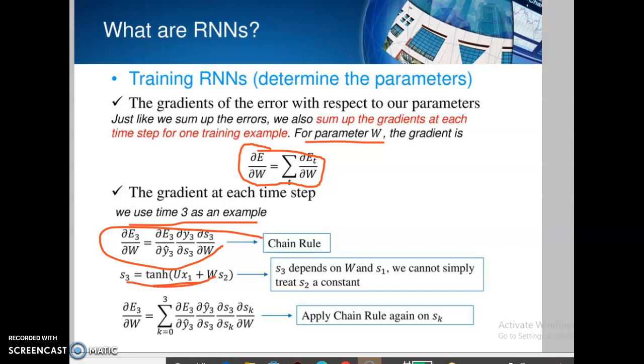S3 depends on W and S2. We cannot simply treat S2 as a constant. So ∂E3/∂W, summing over k equal to 0 to 3, is ∂E3/∂Ŷ3 times ∂Ŷ3/∂S3 times ∂S3/∂Sk times ∂Sk/∂W. Apply the chain rule again on Sk.